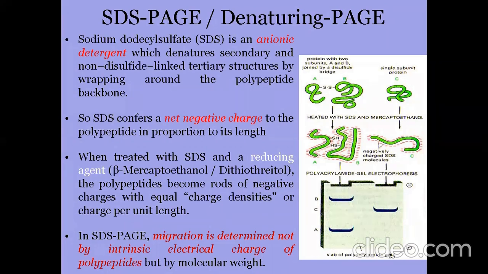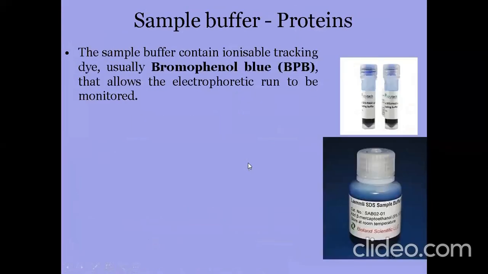Okay, and next to it is the sample buffer. The sample buffer contains an ionizable tracking dye, bromophenol blue. So bromophenol blue use करेंगे that allows the electrophoretic run to be monitored. So ये ब्रोमोफिनॉल ब्लू यूज़ करते हैं, ये हमें ट्रैक करके देगा कि प्रोटीन जो मैक्रोमोलेक्यूल है वेयर इट हैज़ रीच नाउ.